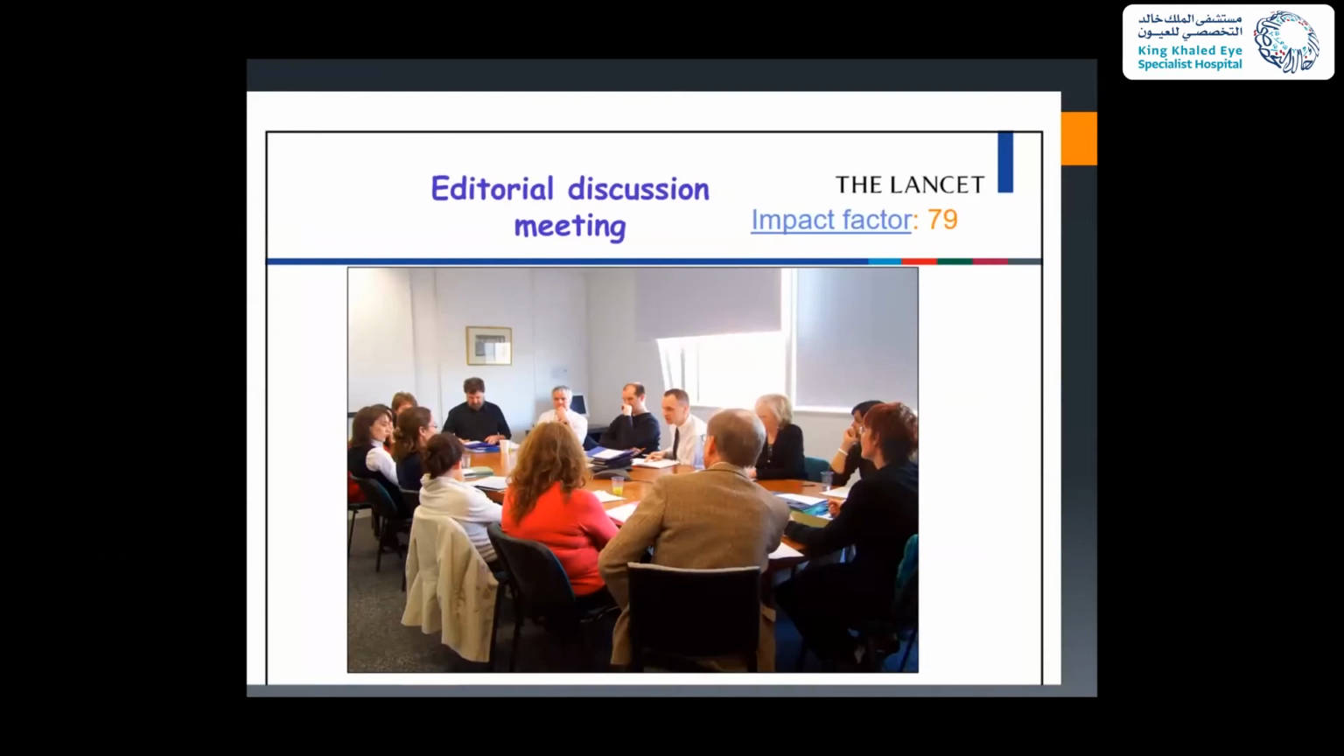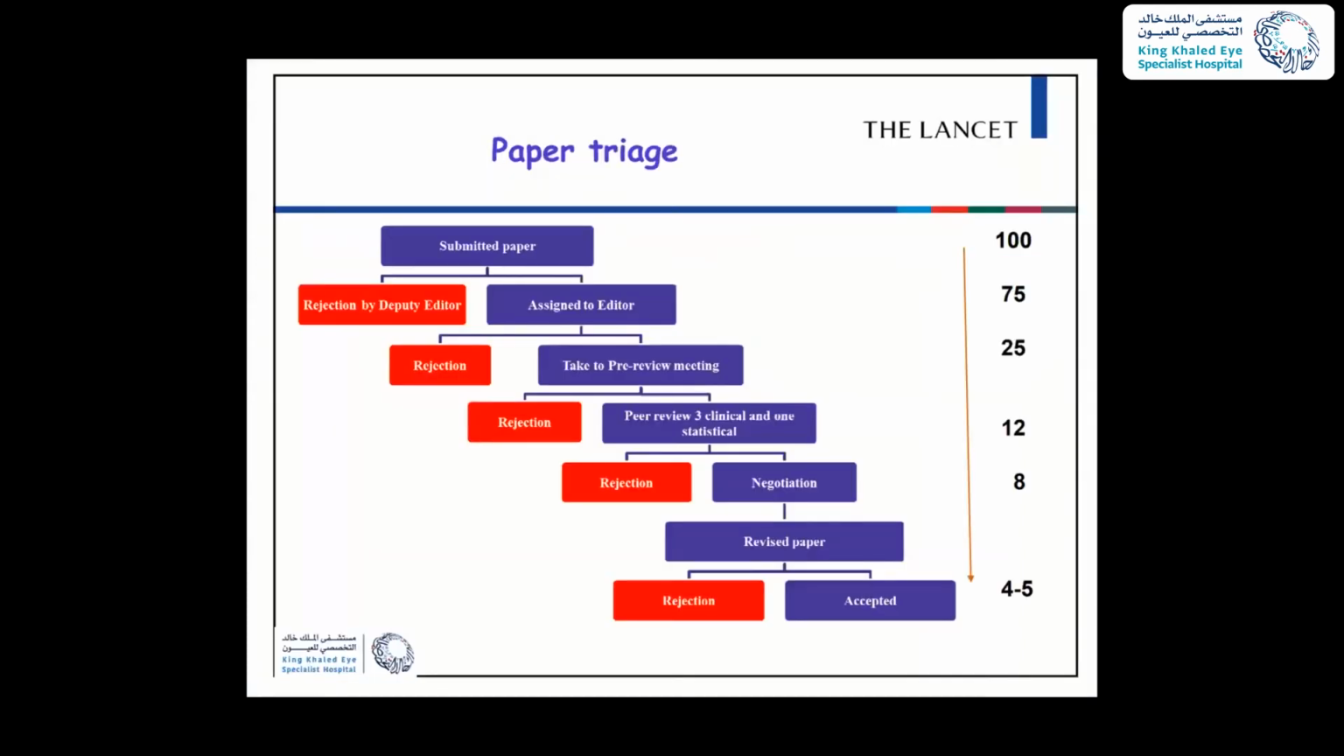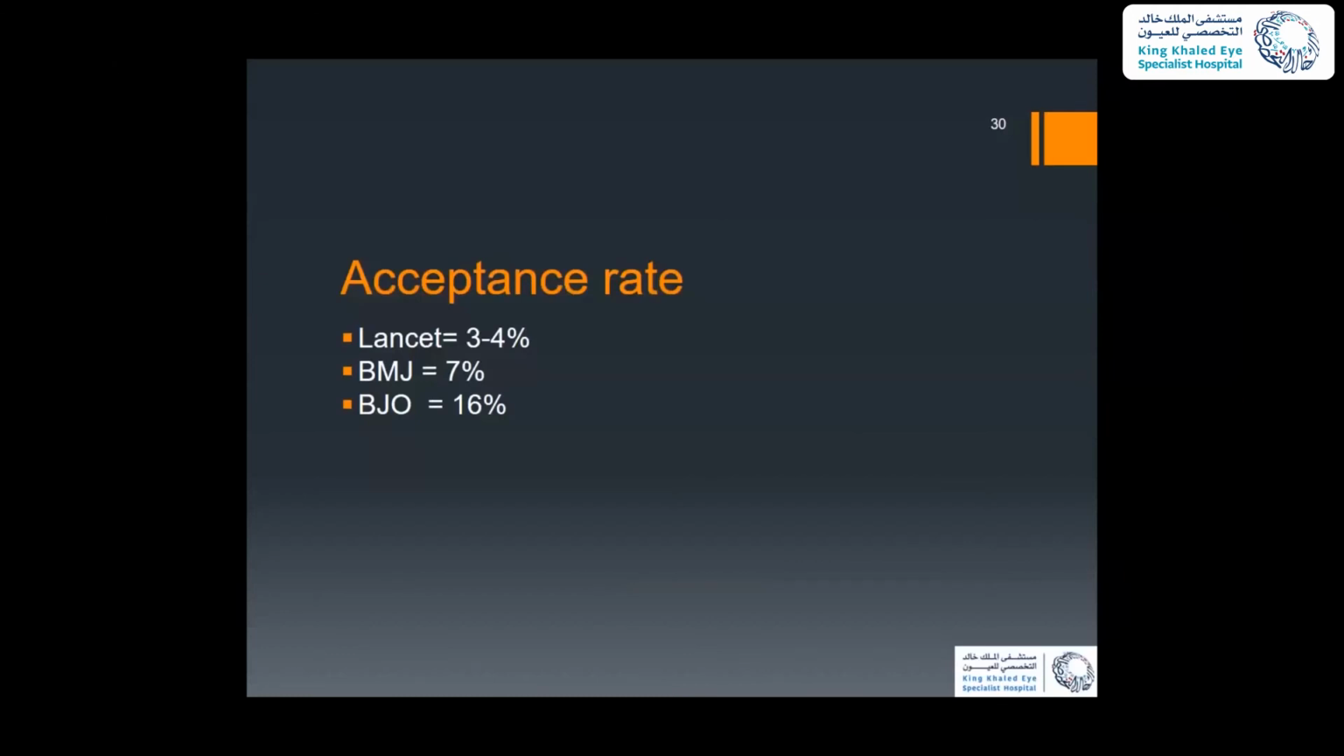And this is the peer review process at the Lancet. They generally reject 97% of the papers, and only 3% are accepted. The BMJ accepts 7%. The BJO accepts 17%. So it's still a very good acceptance rate. That means you have a 1 in 7 chance of getting accepted there.